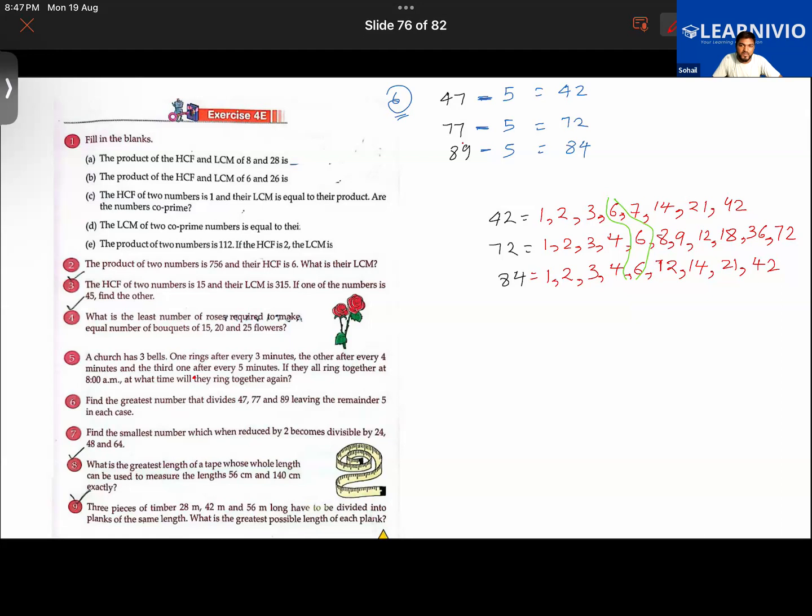Yes. Okay. Now moving on to the next question. The next question says that you have to find the smallest number which when reduced by 2 becomes divisible by 24, 48 and 64. Right? That is the question. We have to do all till 9? Yeah, obviously we'd be doing all the questions now. Like in the school, has it been told that you have to do only particular questions? No, no. Okay.